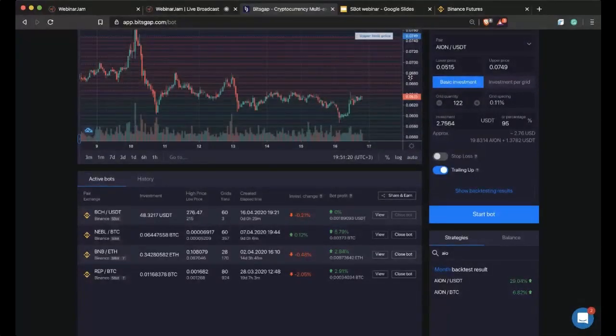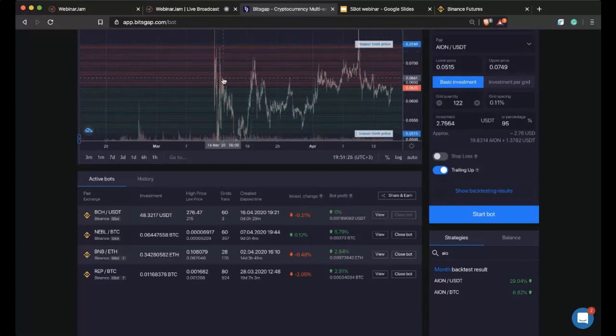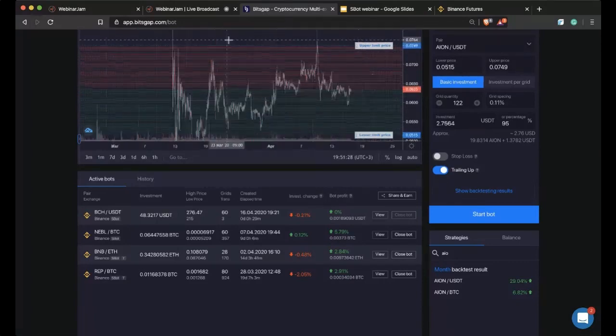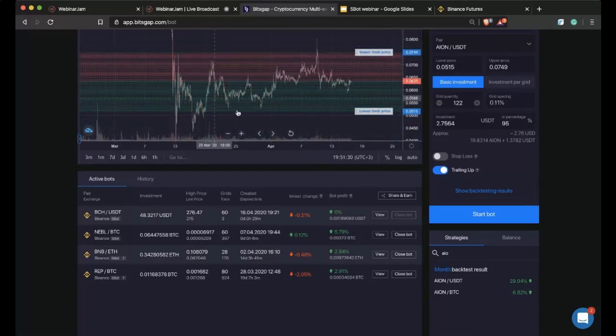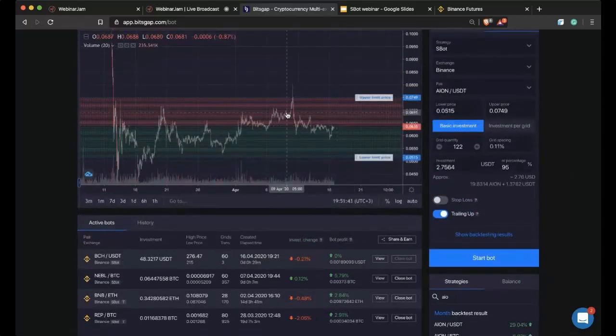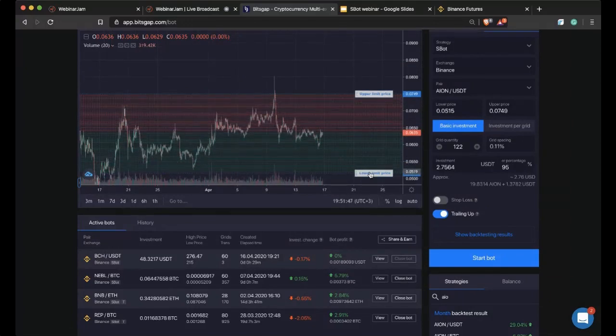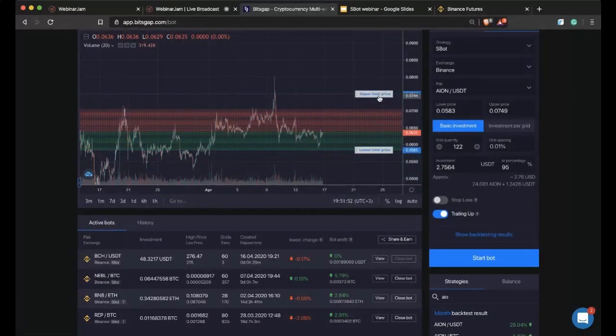All right, so here I can see starting from the 13th of March. No, actually a little bit later, maybe from the 23rd of March. There is a sideways market here. So right now, let's say if you expect the price to go upwards, what you can do is to lower your buy zone and to have a wider sell zone.